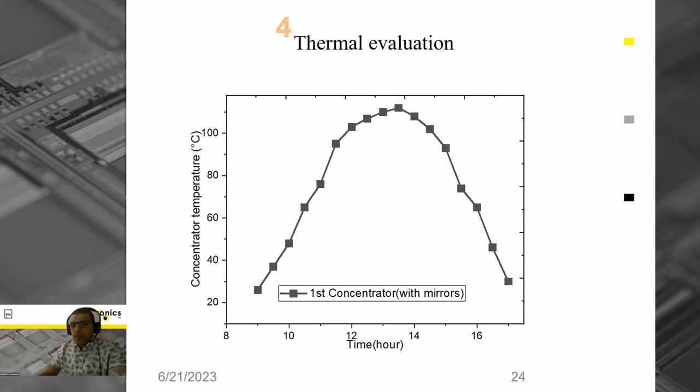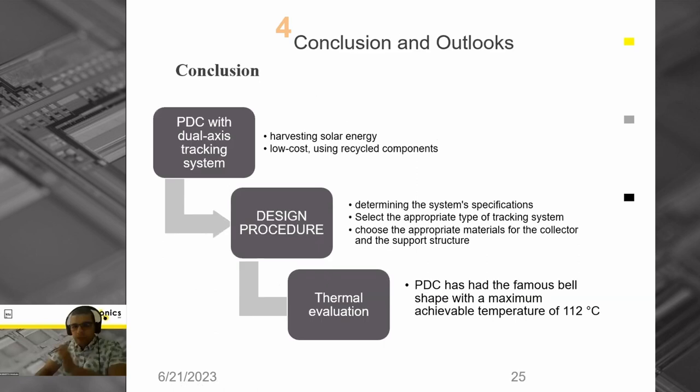The diameter of the parabolic dish concentrator is 0.70 meter, which affects the surface of the parabola and thus the radial effect on the focal point. As a conclusion, in this research, we have carried out an experimental study on a parabolic dish concentrator with a dual-axis tracking system in order to harvest solar energy by using low-cost and recycled components.